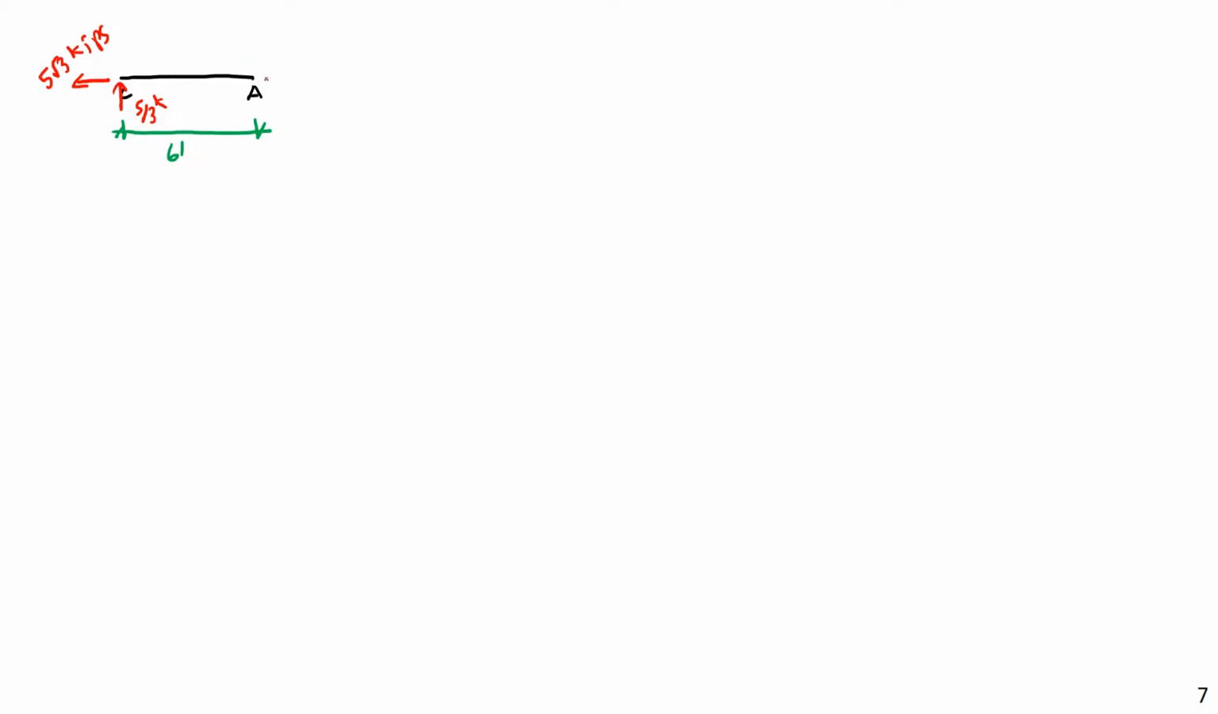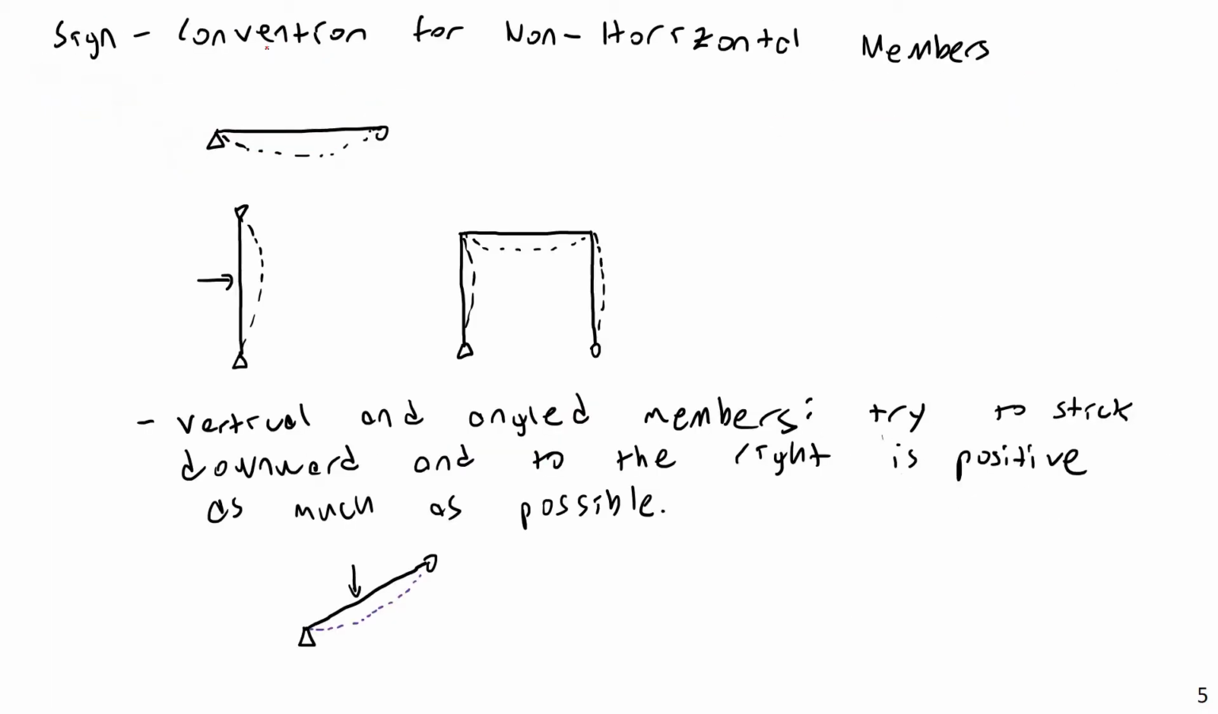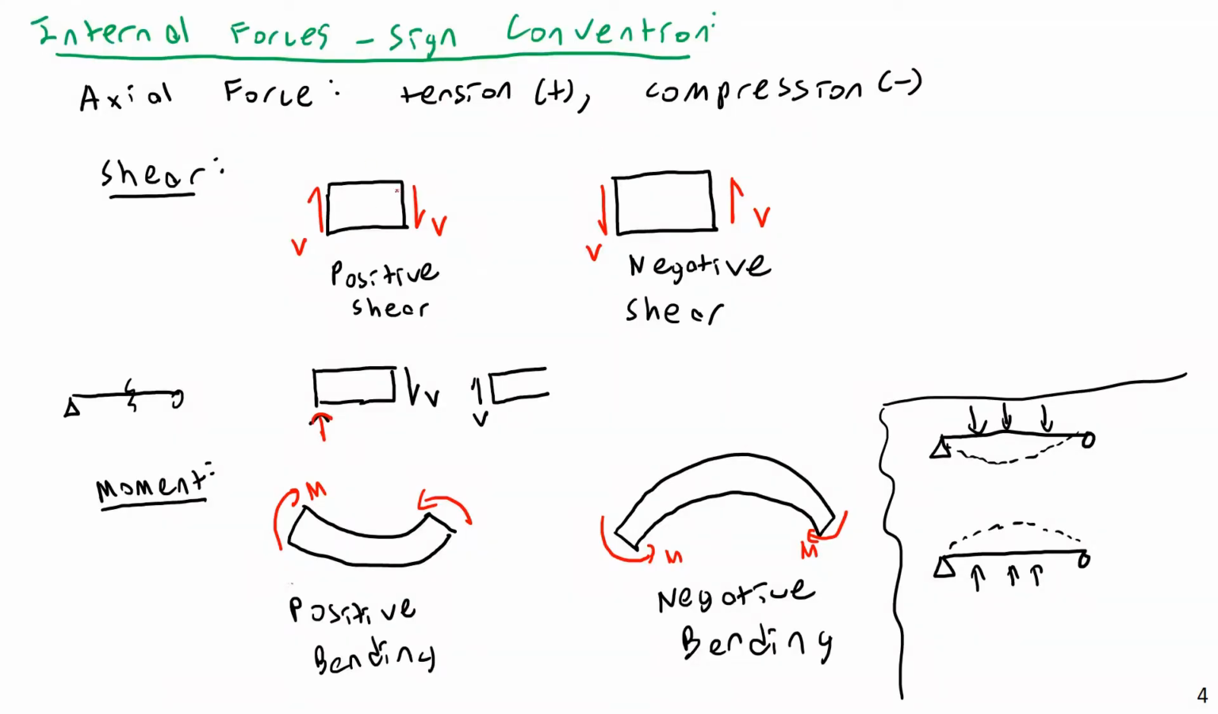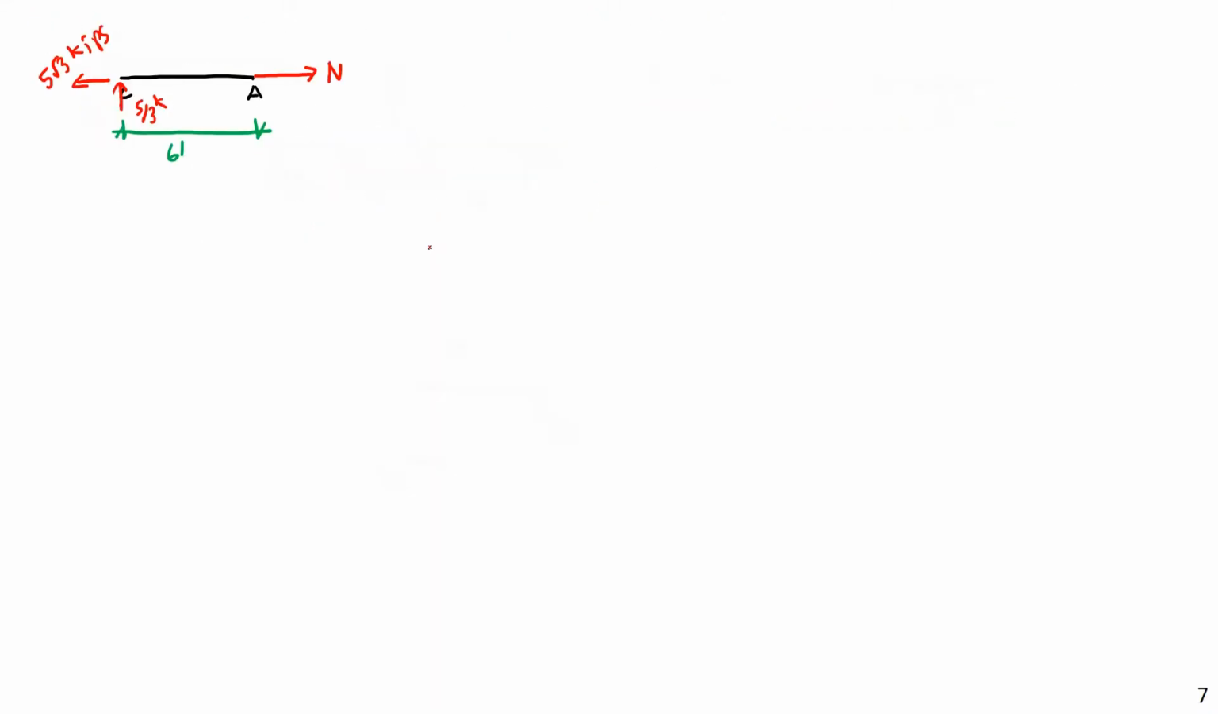When I cut this at A, I'm going to reveal 3 internal forces. The first is an axial force, and just like I did with trusses, I'm going to generally assume everything is positive. So initially, I'm going to assume that my axial force is positive, or in tension. I'm going to assume that my shear is positive and that my moment is positive. So if we go back to our sign convention discussion, if we are on the right side of an element, positive shear has a downward arrow.